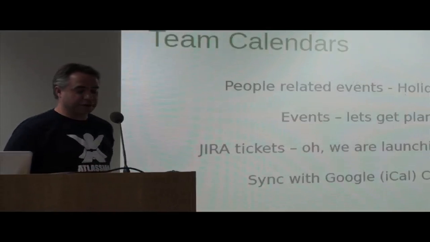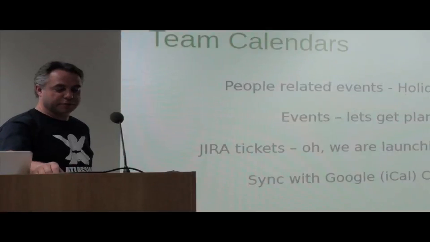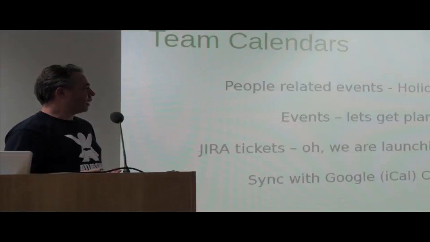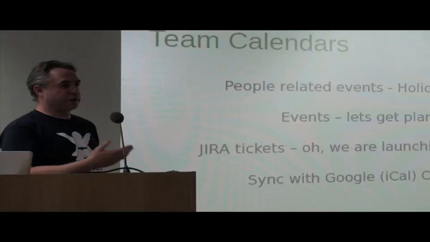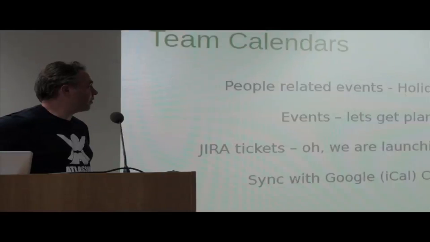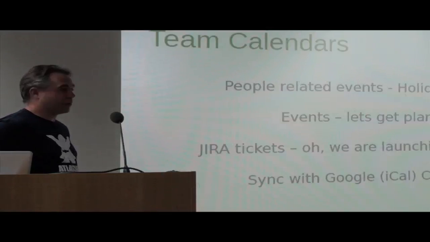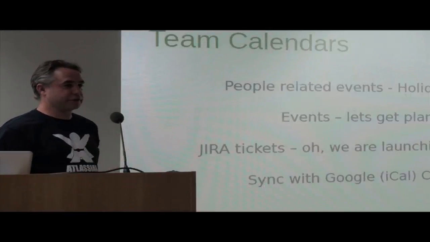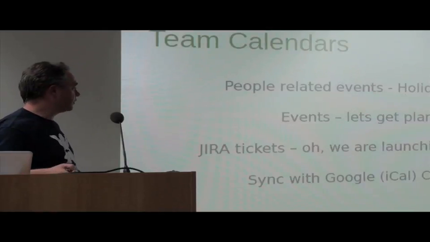Team Calendars is something else that's very useful. Again, it's another example of a great plugin. I think like Greenhopper is a great plugin for JIRA, I think Team Calendars is one of those essential plugins for Confluence. So you can plan people, you can plan events, you can plan things that are actually in JIRA as well. And it's just really nice.